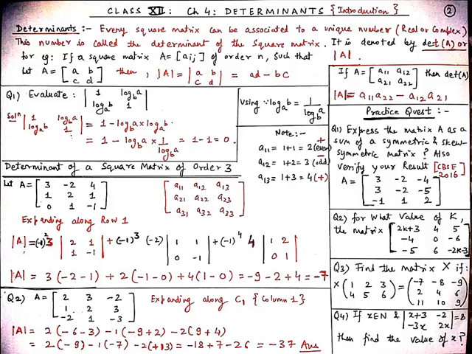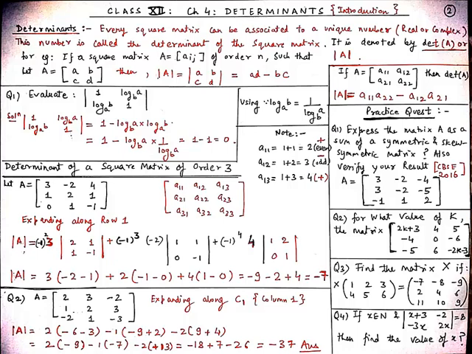Now let's say a matrix A equal to a, b, c, d. Then its determinant is, when we multiply the A11 element with the A22 element, so a into d, and then minus the A12 element into the A21 element, so b into c. So our final answer is ad minus bc.